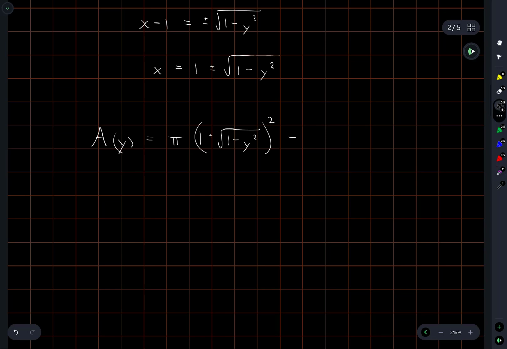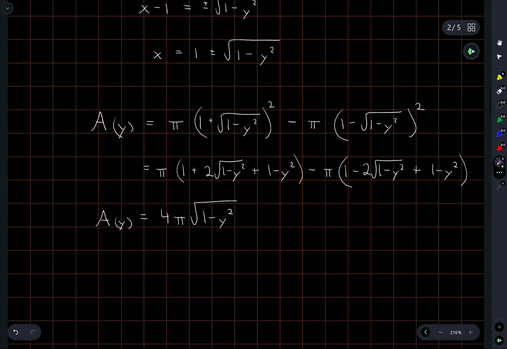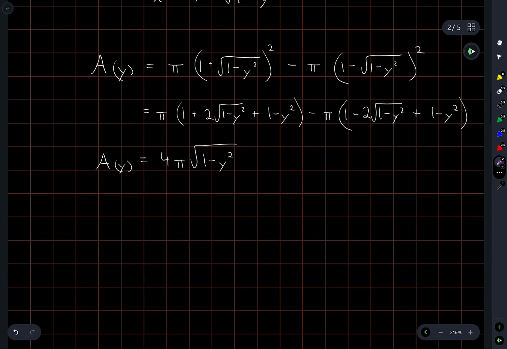And we want to subtract the area of the inner circle, which gives us this. I'm going to expand this expression because we're going to get some nice cancellation. So what do we have here? For any value of y between -1 and 1, this represents the area of the annulus that gets swept out by a slice of the circle.